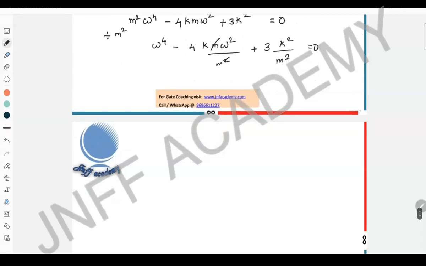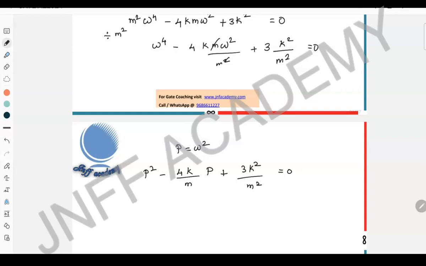Now I can consider p is equal to omega square. I can consider like this. So the above expression can be written like this: p square minus 4k by m p plus 3k square by m square. So this equation is looking like a quadratic equation.